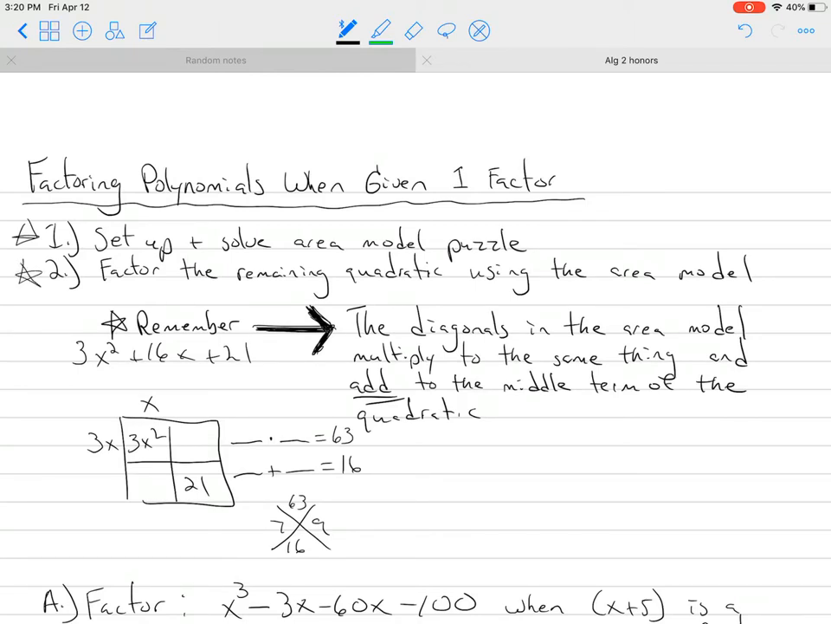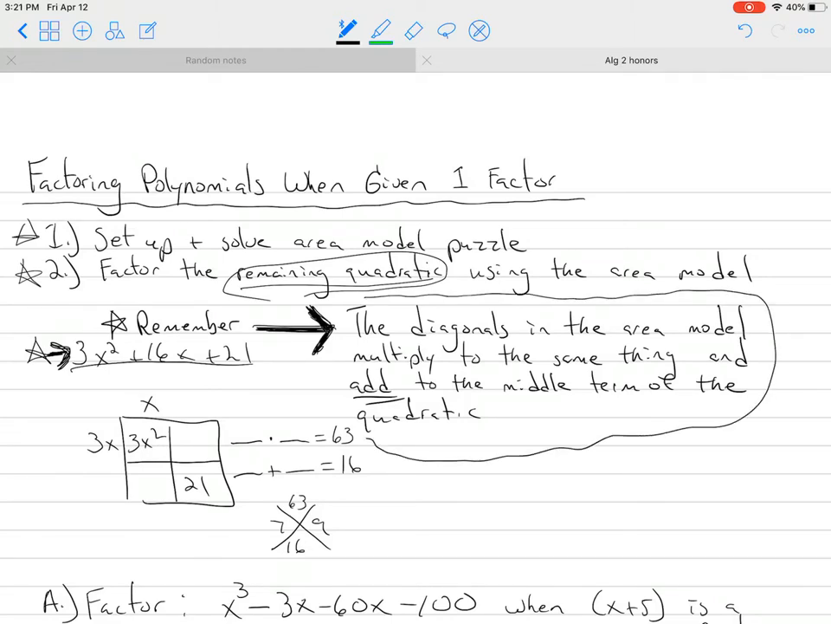Two, then you're going to have your one factor and a remaining quadratic. You're going to then turn around and factor that remaining quadratic using the area model. So remember, here is an example of the remaining quadratic that I'm talking about, something x squared. So when you get this, you still have to factor it. So remember, the diagonals in the area model multiply to the same thing, and they add to the middle term of the quadratic.